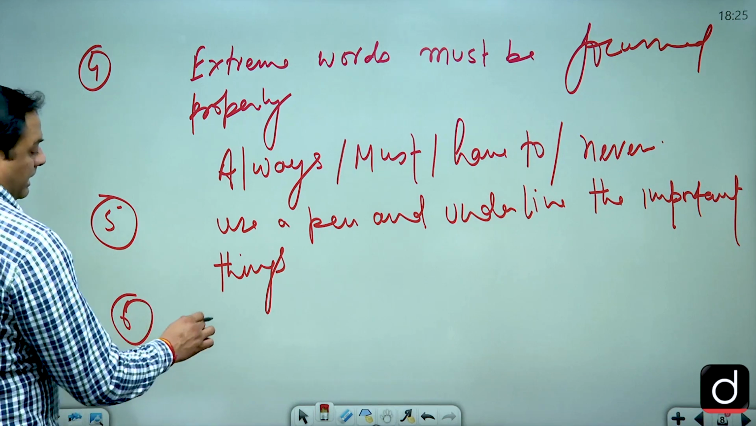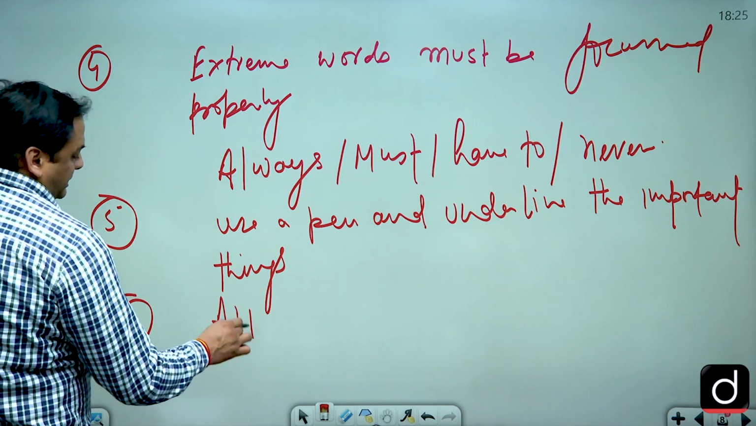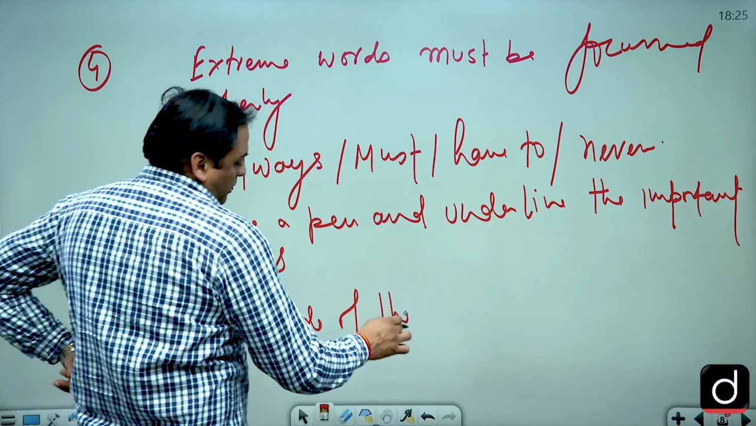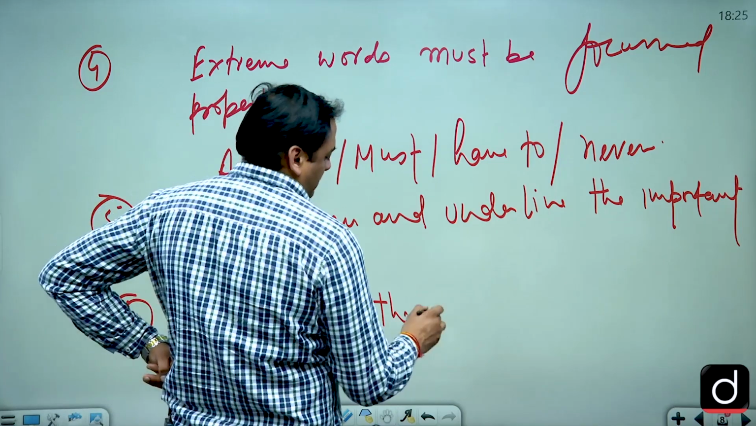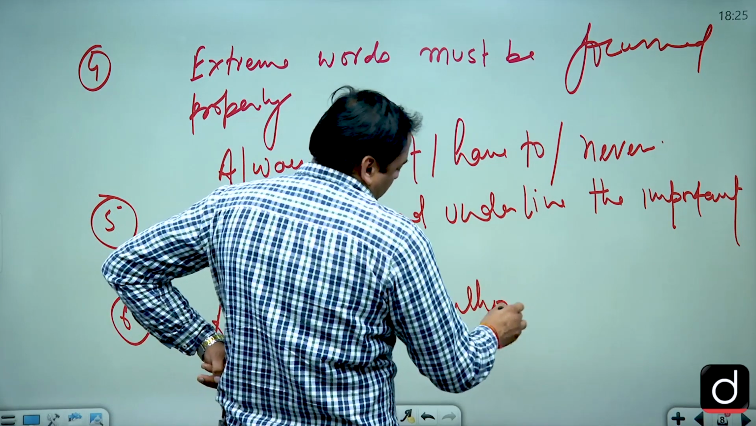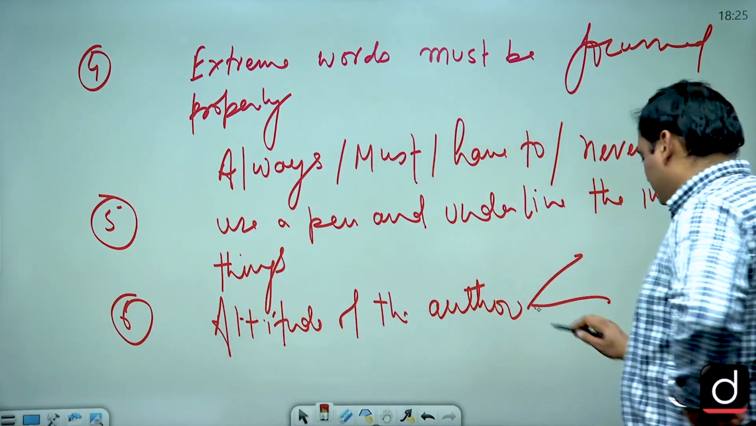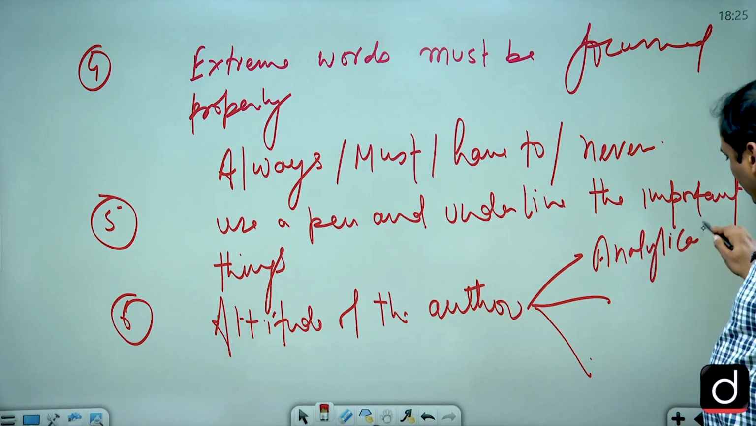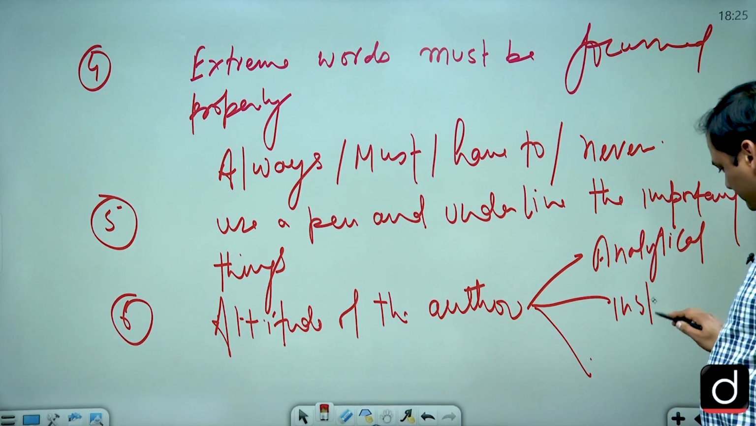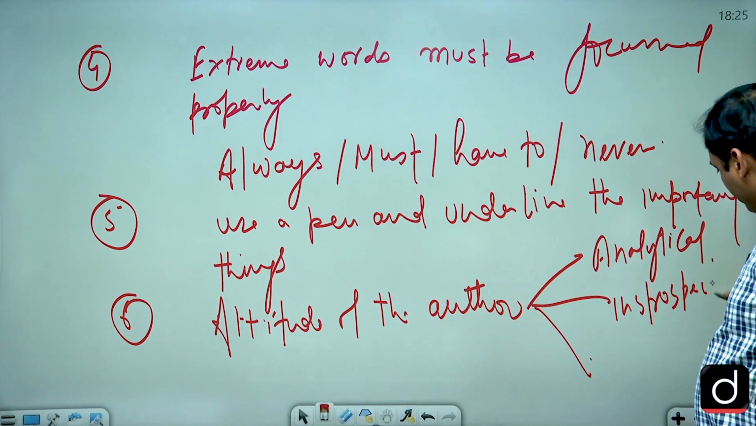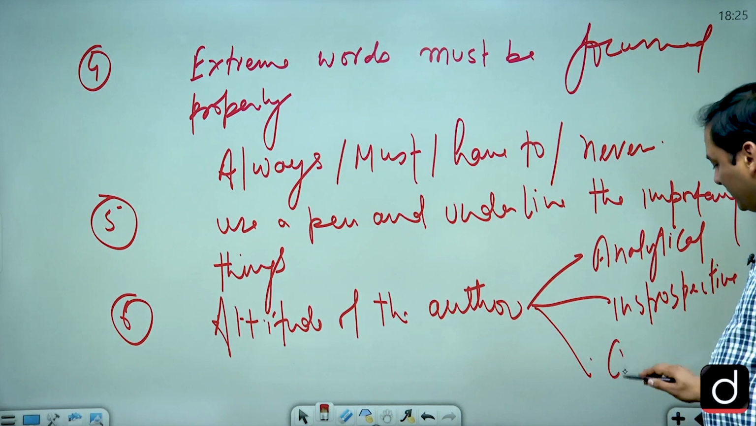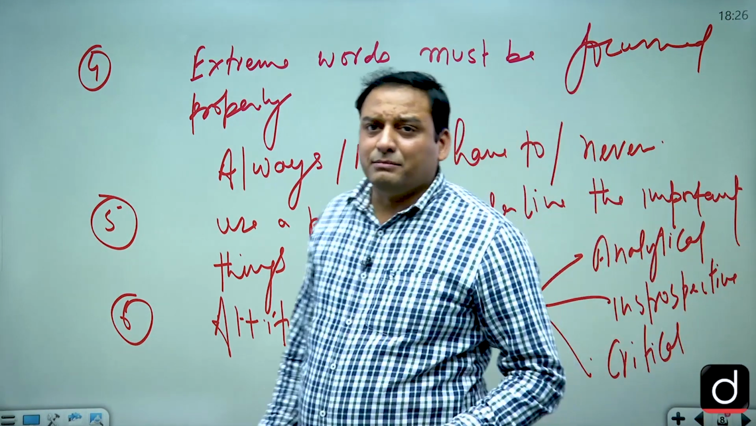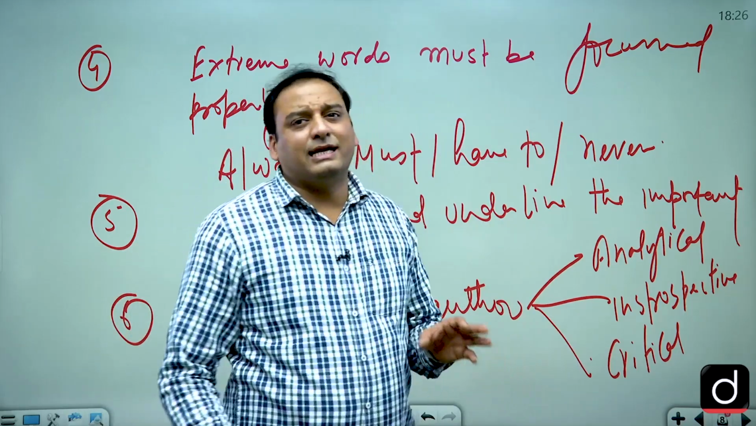Sixth one. Attitude of the author. Attitude of the author means to say, it is what? Analytical. It is what? Introspective. It is what? Critical. Many things are there. Analytical means he is analyzing something. Introspective, he is telling you to do something, you have to imagine something.